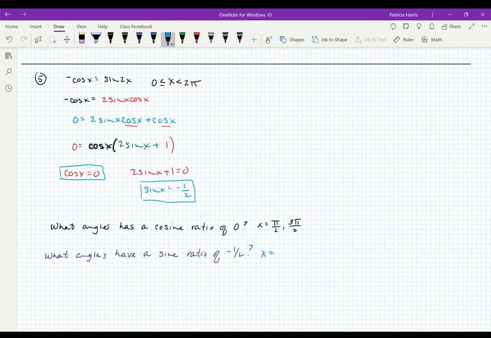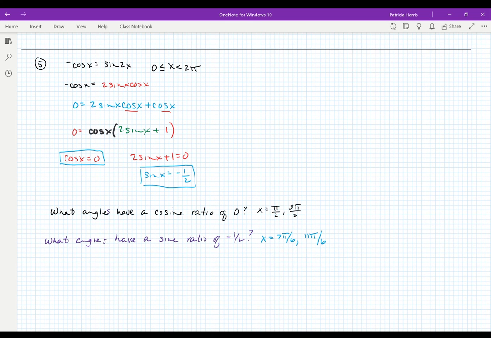So we look on our unit circle, or we have it memorized, and for -1/2, the sine ratio would be at 7 pi over 6 and 11 pi over 6. Now if you type that into a calculator, your calculator is going to tell you -pi over 6. Well, -pi over 6 is the coterminal angle of 11 pi over 6. So be very careful with the calculator because you want your answers to live between 0 and 2 pi. I hope that clarified the quiz for you, and I hope you found this helpful.